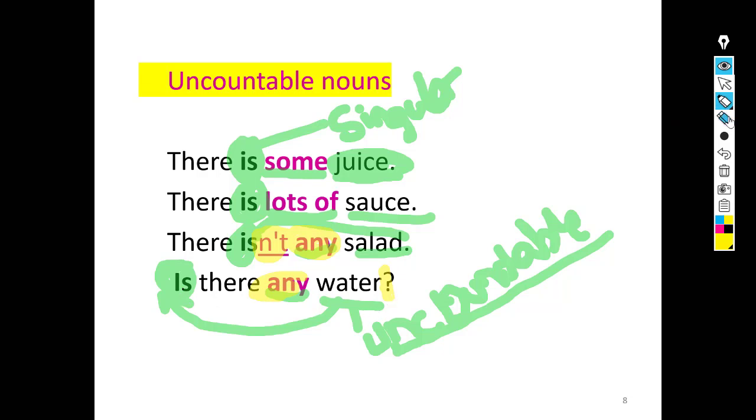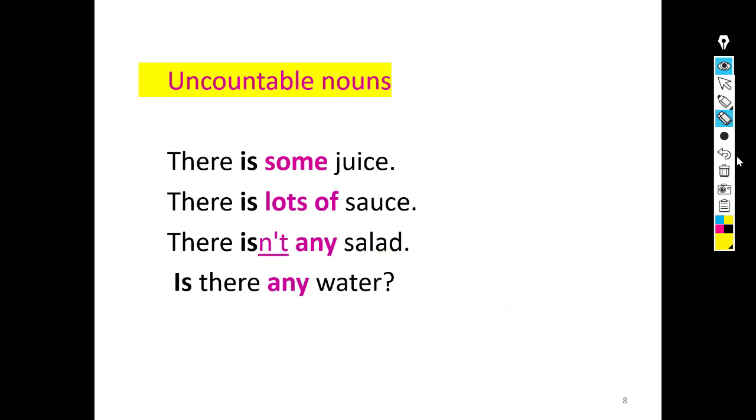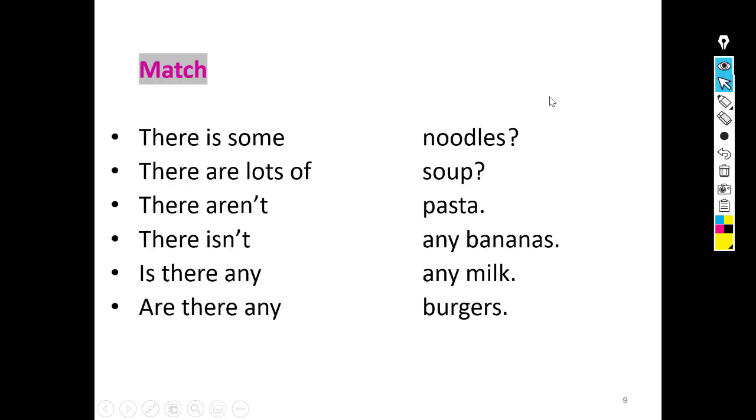Okay? That's it. I think you can remember the topic, countable and uncountable nouns. Some, any, when we use any, when we use some, lots of, etc. Look at the other page. Yes, I have got a practice for you. We have got 1, 2, 3, 4, 5, 6 questions and sentences. We have to match. Okay? Let's look.